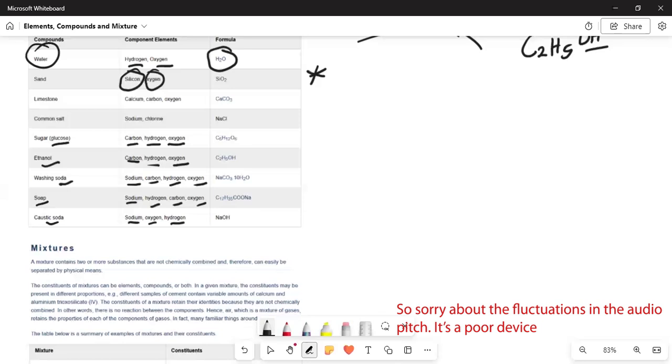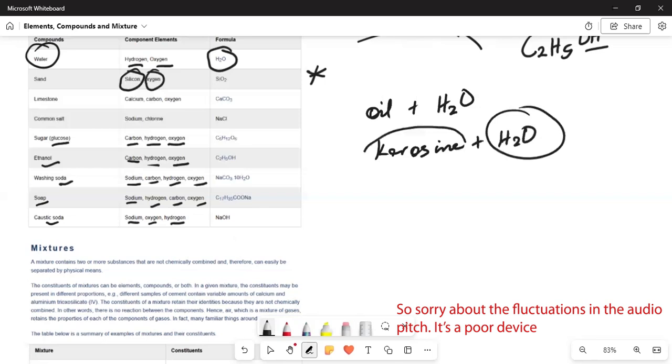That is the difference. For a mixture, there is no chemical reaction. And for a compound, the combination is between two or more elements that are chemically combined to form a new thing with properties entirely different from the elements that combined. For a mixture, it could be a mixture of elements, or a mixture of compounds that are not chemically combined. Like the example I gave earlier, a mixture of oil and water, or kerosene and water.